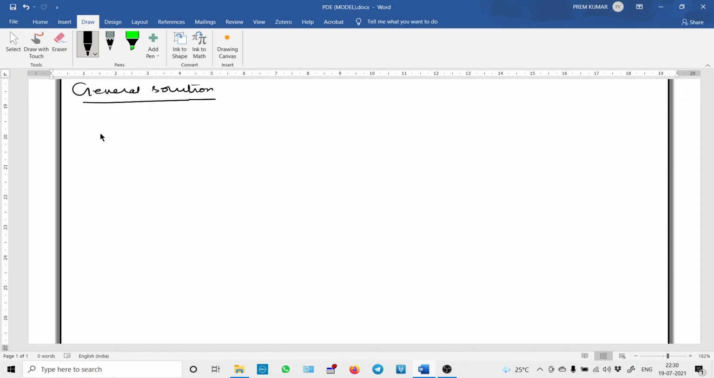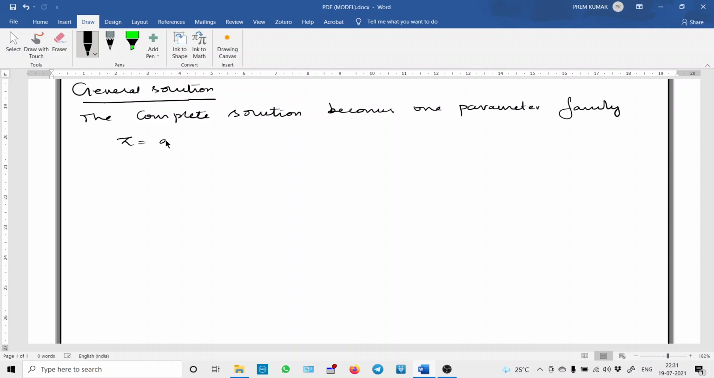See, now to find the general solution, the complete solution you have to take. The complete solution becomes a one parameter family, say z equals to ax plus that b becomes pi of a into y, and c also becomes some other function, we call it as psi of a. So this is a one parameter family of curves.